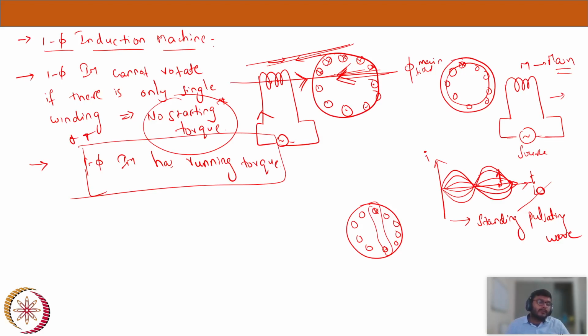So why are we doing this? Because we know that once I can bring some kind of external means and produce a starting torque, our machine is capable of picking up its own speed.